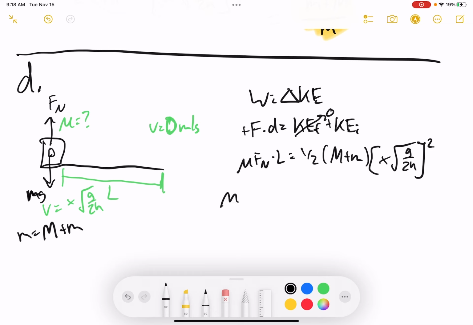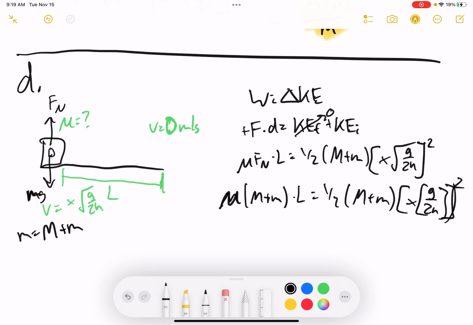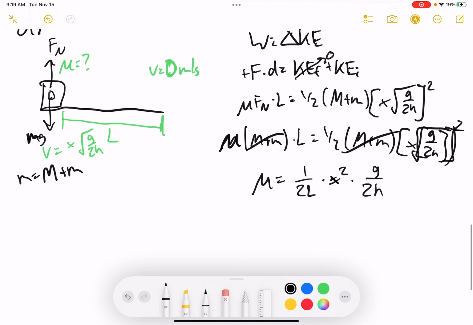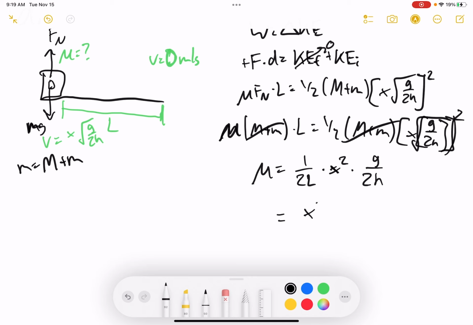And so I'll have mu, that was pretty ugly, mu, capital M plus lowercase m times L equals 1/2 M plus m, and then x g over 2h squared, okay? Let me make sure I square root that. So you'll notice that these cancel, okay? I'm solving for mu, okay? So I'll have mu equals 1 over 2L times x squared times g over 2h, okay? And so that would just equal x squared.